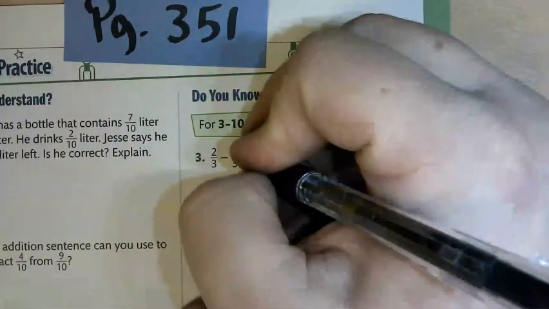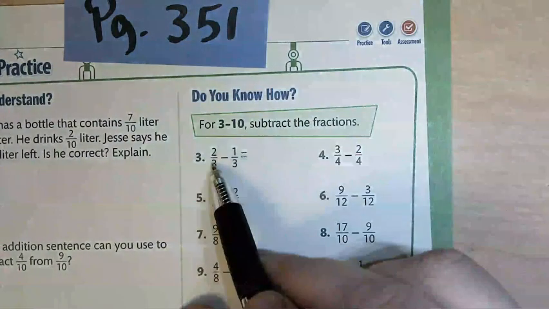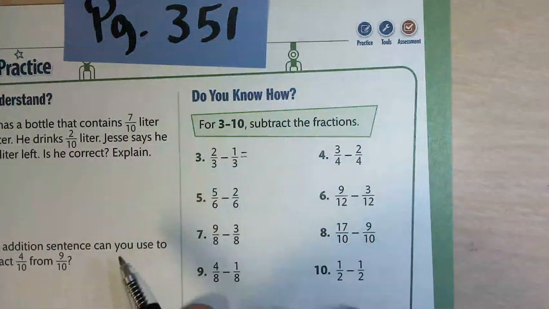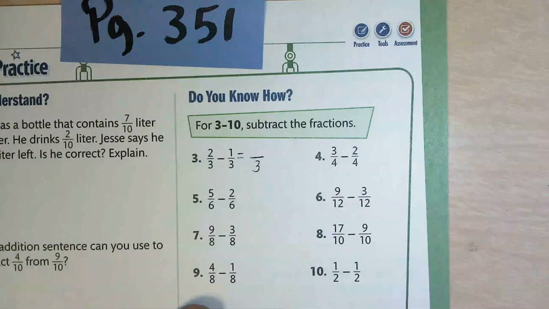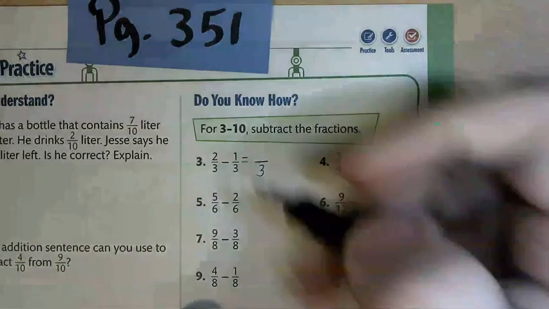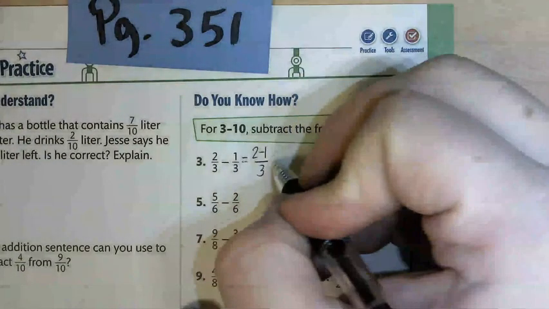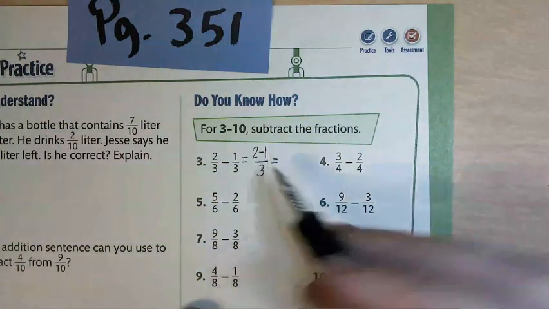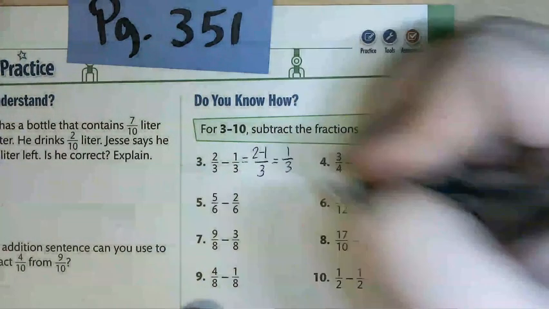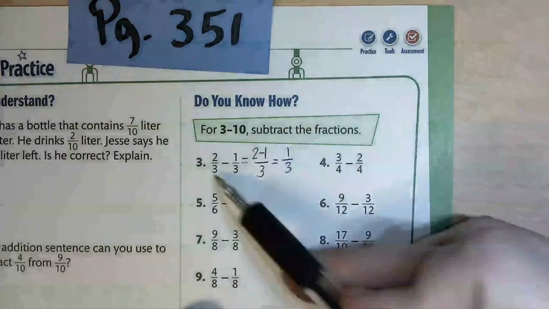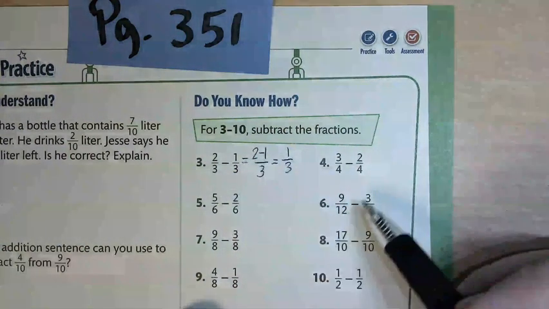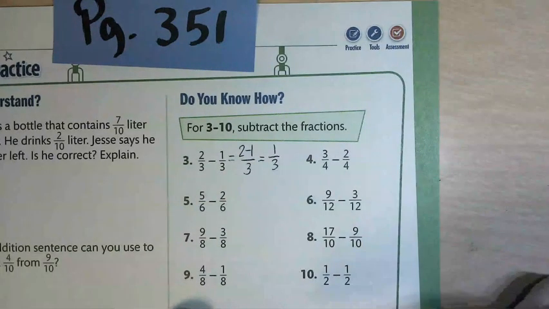So for number 3, I have 2/3 minus 1/3. My denominator is staying the same, so it's going to stay the same over here. And then I can just say, what is 2 minus 1? 2 minus 1 is 1, and my denominator stays the same as thirds. You don't have to write this step. If you can see it on your own, you can skip that part. I'm just doing that to help show you as well.